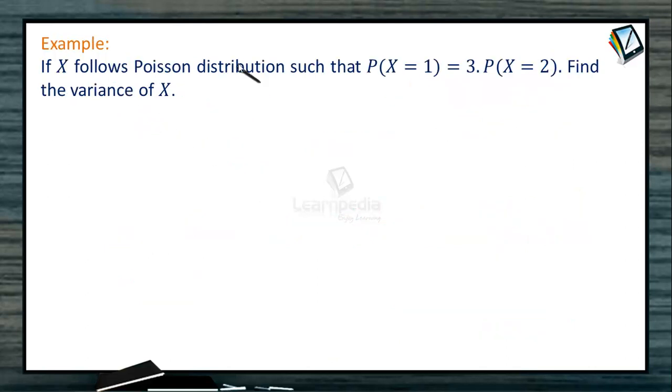If x follows Poisson distribution such that the probability of x equal to 1 is the same as 3 times the probability of x equal to 2, then find the variance of x. So let us consider the variance as the parameter of the Poisson distribution. So this lambda is nothing but the parameter of the Poisson distribution. Then what is the condition given? Probability of x equal to 1 is the same as 3 times the probability of x equal to 2.